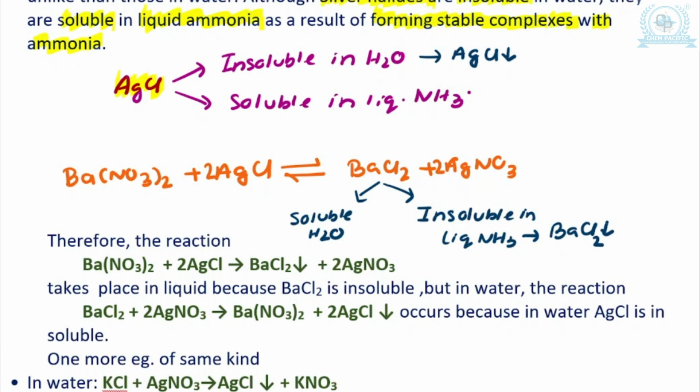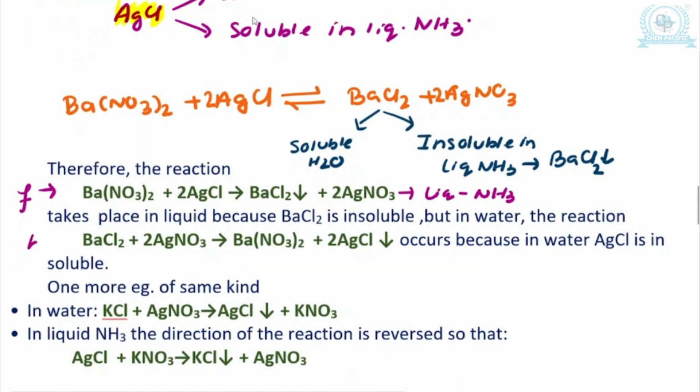As a result, in liquid ammonia, barium chloride will form a precipitate, but barium chloride is soluble in water. So for the same reaction we just wrote, the forward reaction will take place in liquid ammonia, and the backward reaction will take place in water. Because in liquid ammonia, BaCl2 will form a precipitate, since liquid ammonia, due to its extremely low dielectric constant, cannot break the strong ionic bond between Ba2+ and Cl-.